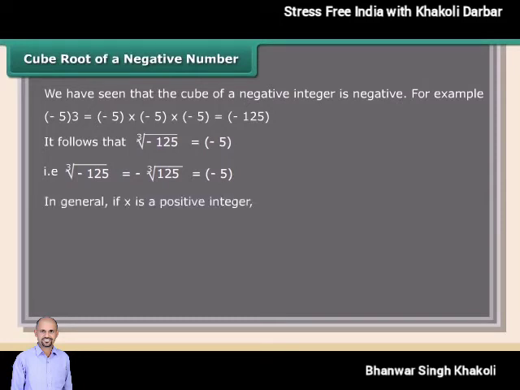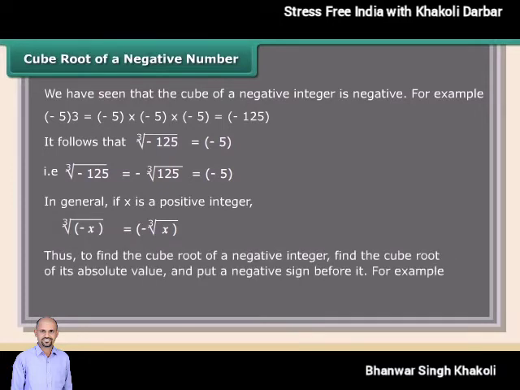In general, if x is a positive integer, the cube root of −x is equal to minus the cube root of x. Thus, to find the cube root of a negative integer, find the cube root of its absolute value and put a negative sign before it.